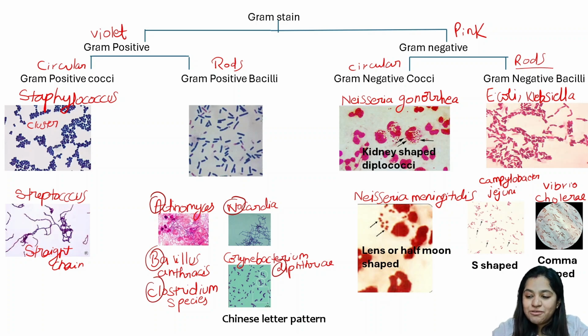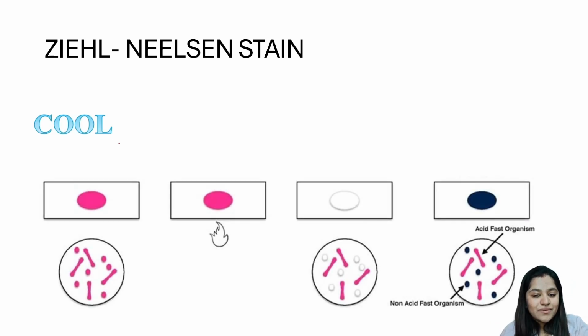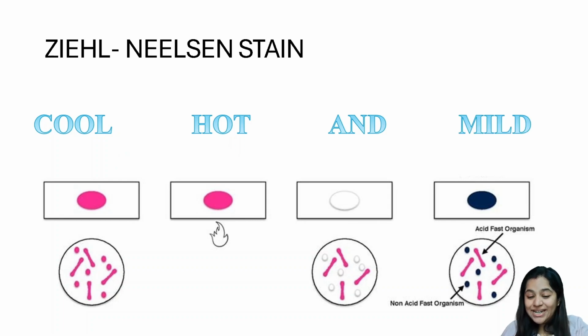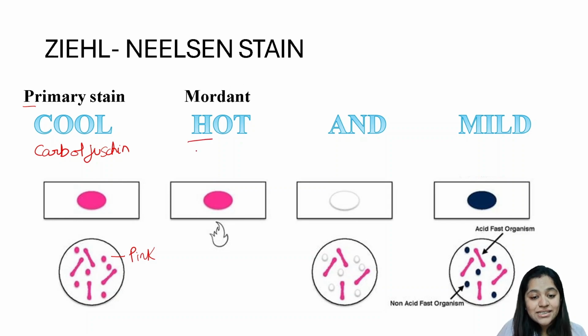Now, this was all about gram stain. Now, let's move ahead. Let's talk about Ziehl-Neelsen stain or acid-fast staining. Now, again, to remember this, you can think of this mnemonic: cool, hot and mild. C for cool, that is the primary stain, that is carbol fuchsin. So, once you add the carbol fuchsin, what will happen? Both the acid-fast organism and the non-acid-fast organism will take up the pink color. Then what is the mordant here in your Ziehl-Neelsen stain? The mordant here is hot. It's heat. In gram stain, it was gram iodine. In Ziehl-Neelsen stain, it is heat.